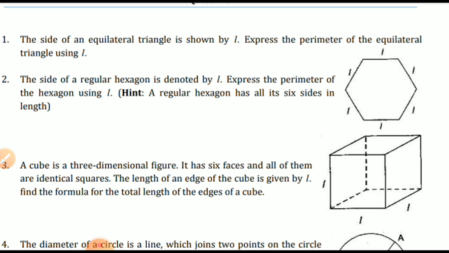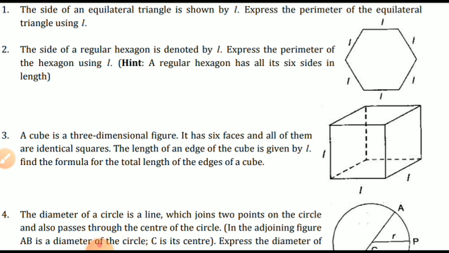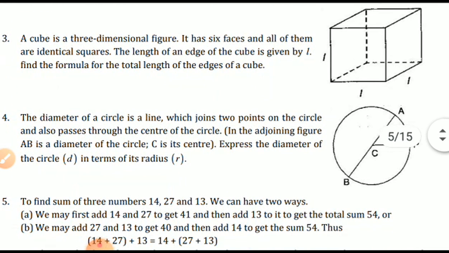Now look at here. Third one. A cube is a 3-dimensional figure. It has 6 faces and all of them are identical squares. The length of an edge of the cube is given by L. Find the formula for the total length of the edges of a cube. We have to find out all the edges.